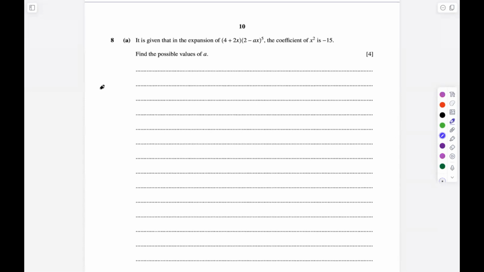In question 8a, it is given that in the expansion of (4 + 2x)(2 - ax)^5, the coefficient of x squared is -15. We have to find the possible values of a.